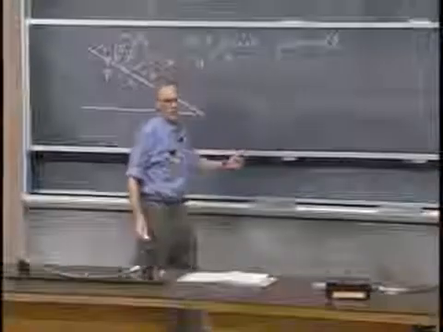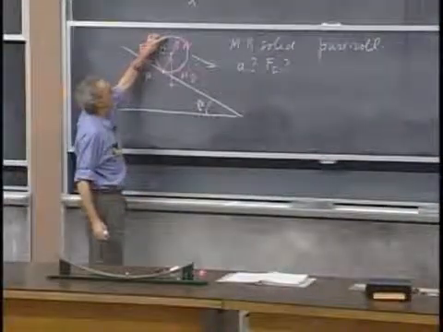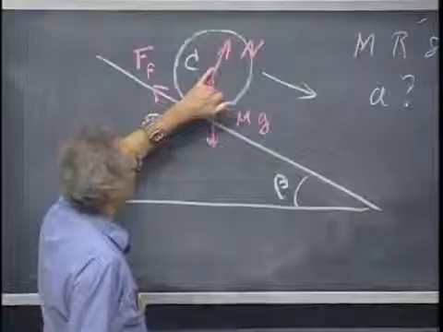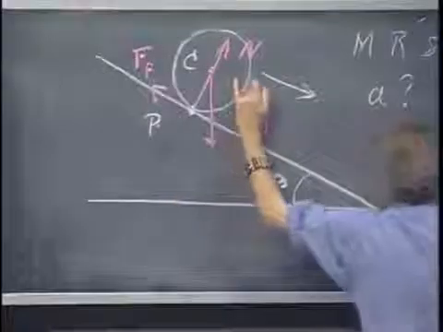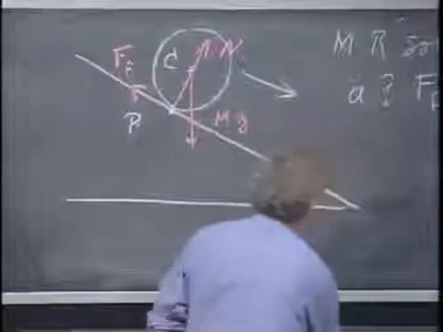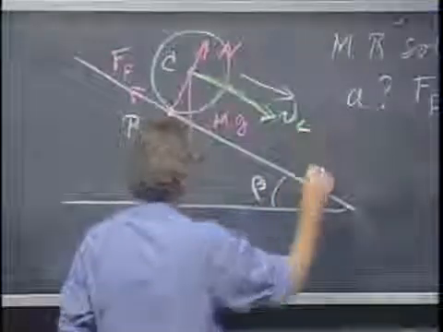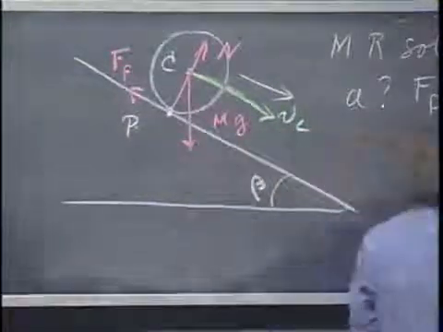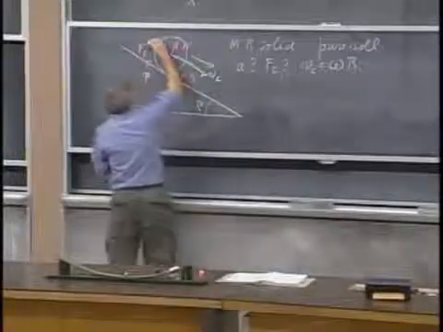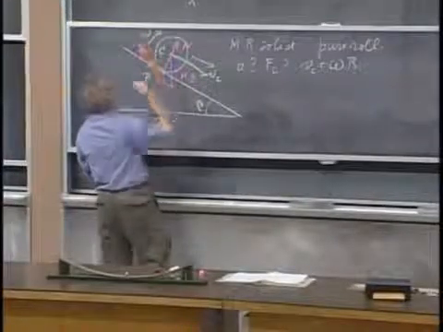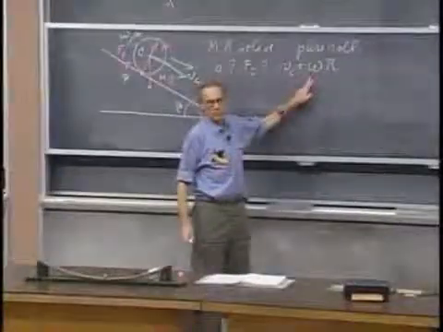What does pure roll mean? It means that if the circumference here moves 1 centimeter, the center of mass has also moved 1 centimeter. So it means that the velocity of the center, v of c, at all moments in time will be omega r. And omega is the angular velocity, which is changing with time. That is the condition of pure roll.